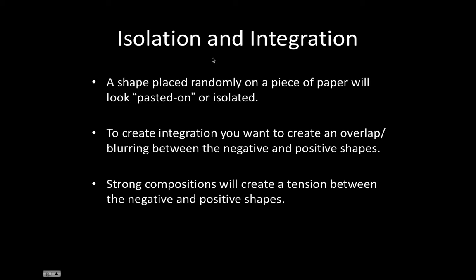This is called isolation and integration. Isolation is when you can always tell for sure what is negative and what is positive. Integration is when those two things merge together a little bit and there's a blurring. Strong compositions will create tension between the negative and positive shapes.